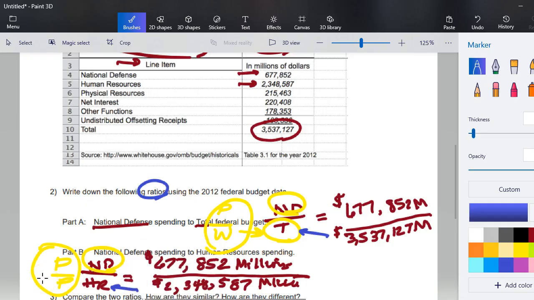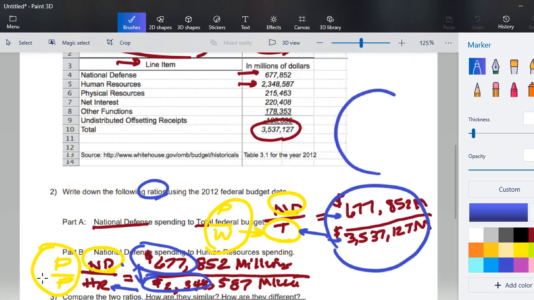You start to see that this amount as compared to this amount, there's a whole lot more being spent on human resources than there is on national defense when you start comparing part to part. But there is value when you're looking at what is a part as compared to the whole, especially when you want to look at this line item and then another line item and you can compare between the two. There is value in going both directions.